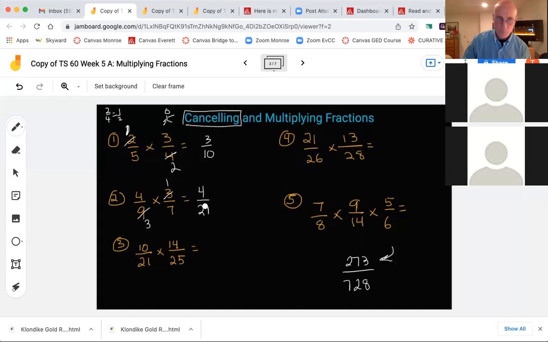All right. I want you to take a moment on your own, and I want you just to do number 3 here. 10 over 21 times 14 over 25. Remember the rule. You can cancel any number on top with any number on bottom. And remember to cancel it, which means cross it out, because sometimes students get confused if they don't cross out the original number.